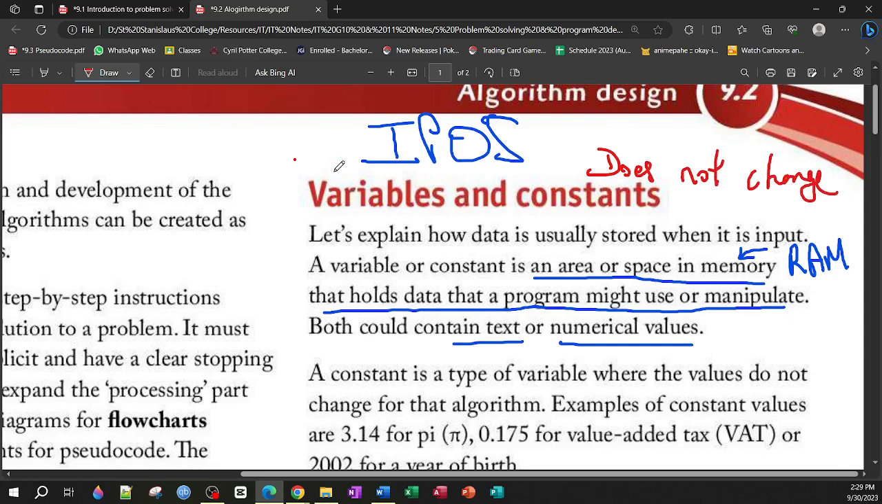Now, what does the word variable mean? What do you think that means? Just the word itself, variable.